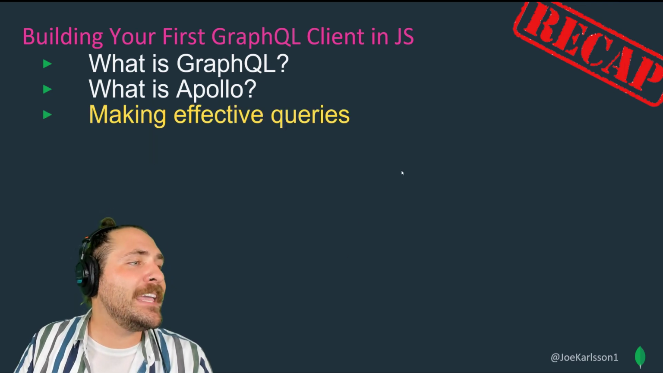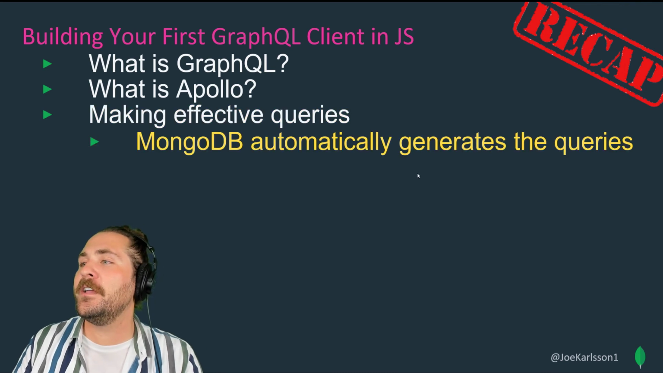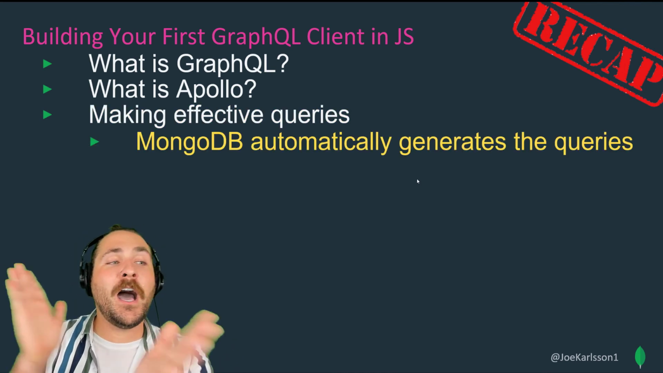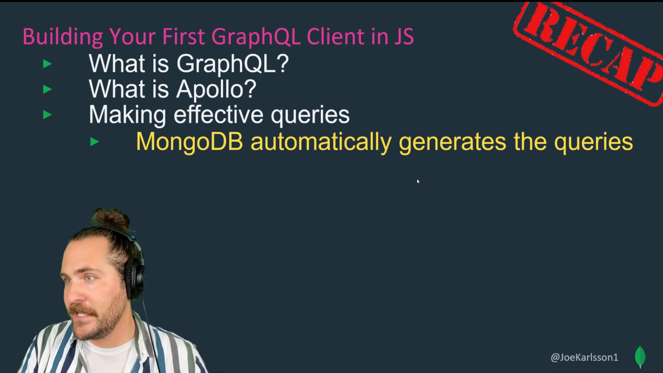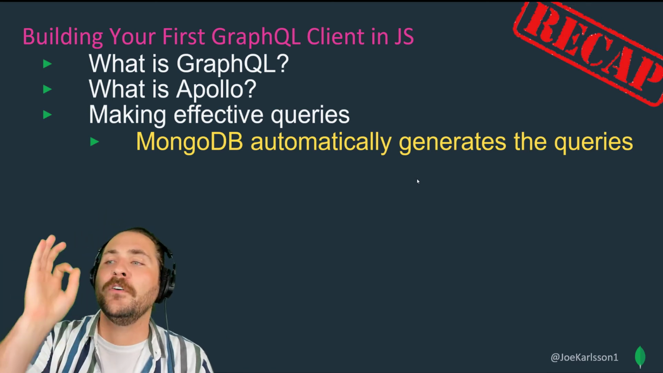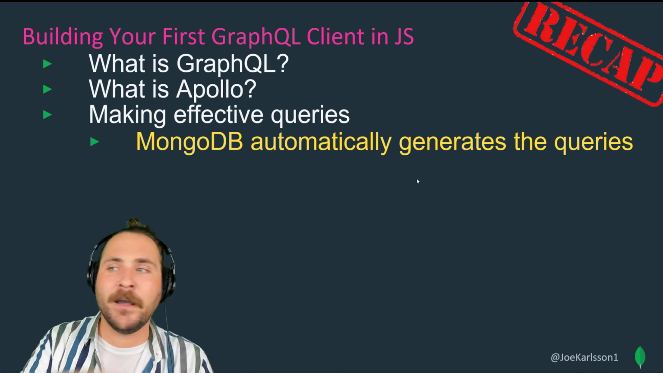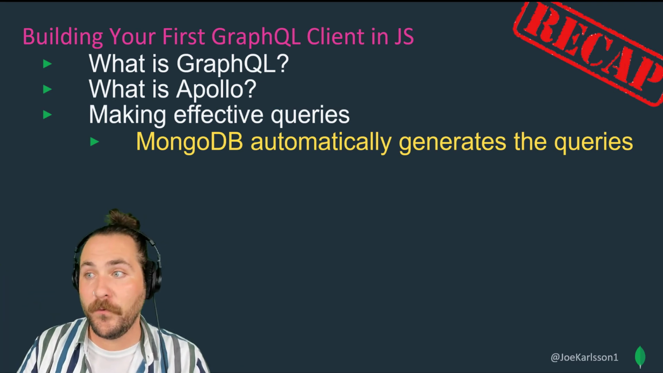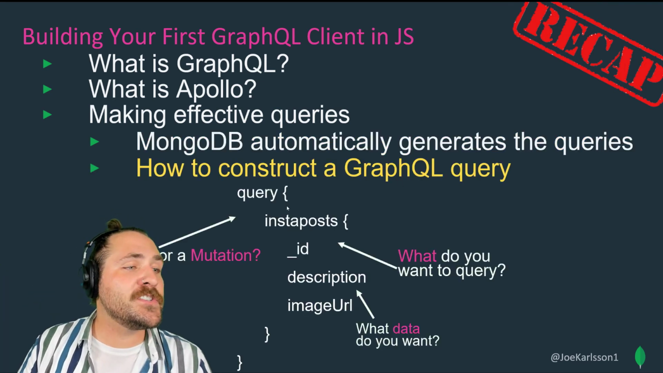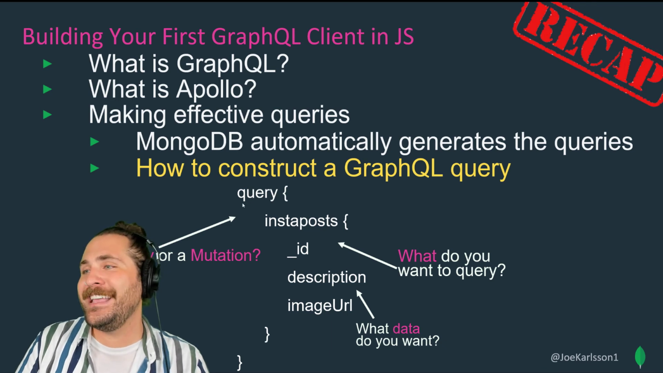Woo! All right, making effective queries. We made our first query here, right? MongoDB automatically generates queries for you. It's incredible. It's a game changer. Click a button. We know the structure of your data, right? If you hit that button, it automatically generates a GraphQL endpoint for you. If you do want to construct a query, all you have to do is discuss whether it is a query or mutation.